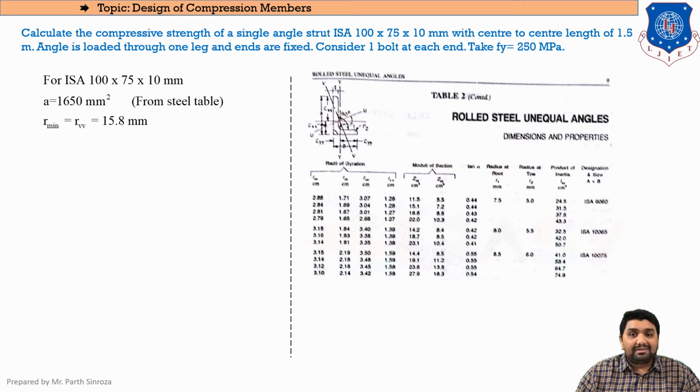Now we'll keep our steel table aside and focus on our IS code. The first thing is to find the section classification, because we need to prove whether the area obtained from the steel table is the effective area or not. Every time, whether the question is of a strut or a column, the first step is to prove the section classification.